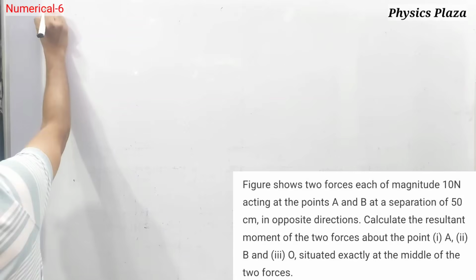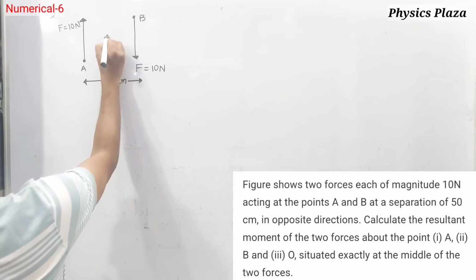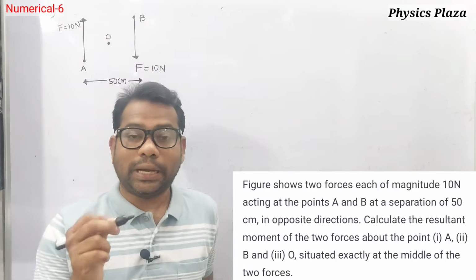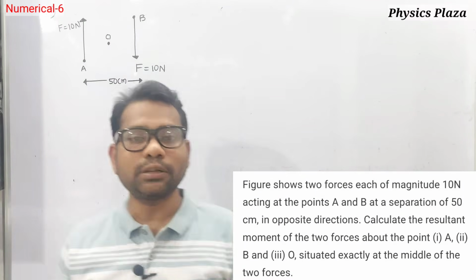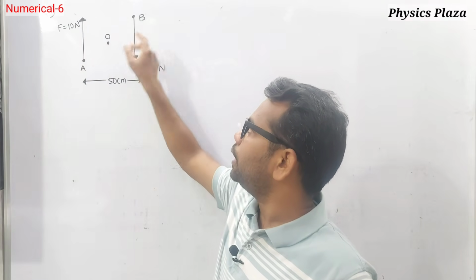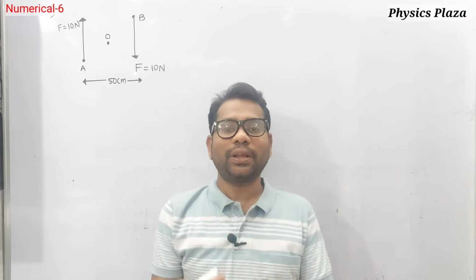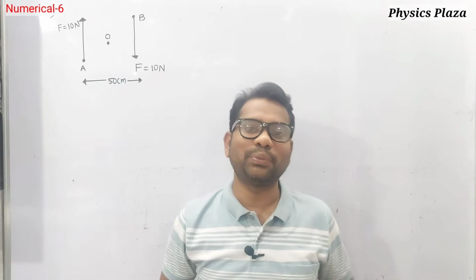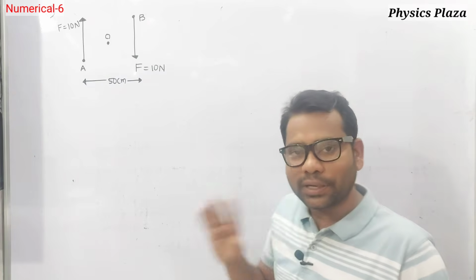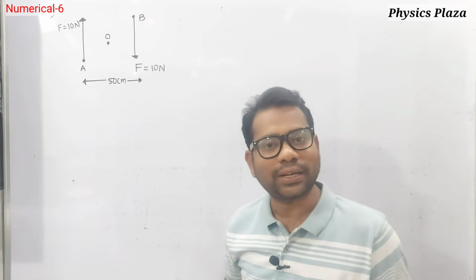Let us see the 6th numerical. And this is the middle point O that is given. So children, as per the question, they're asking us to calculate the resultant moment due to point A and point B and about this point O also. Children, it seems to be a bit complicated, but this is the easiest numerical. So what are the methods which we followed previously, children? Same methods only, but you should be a bit careful so that we can get the correct answer.